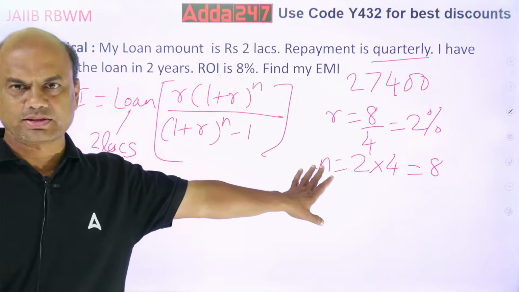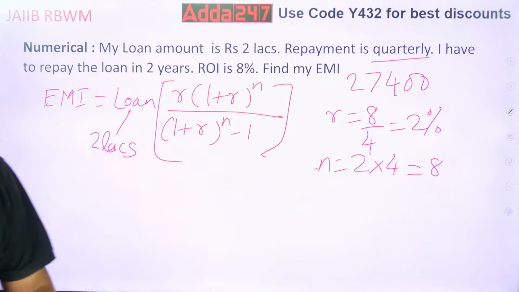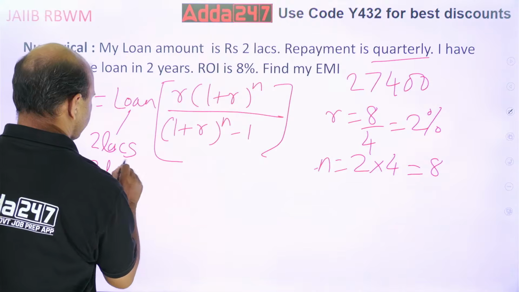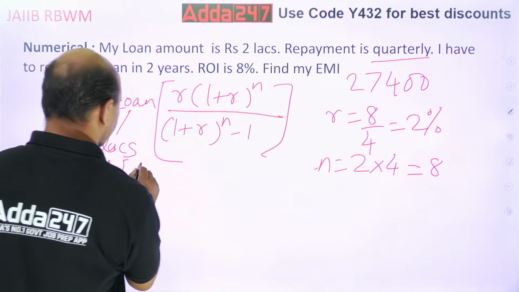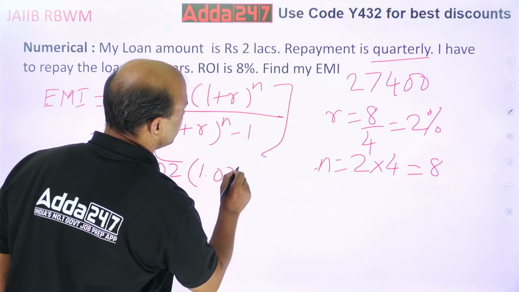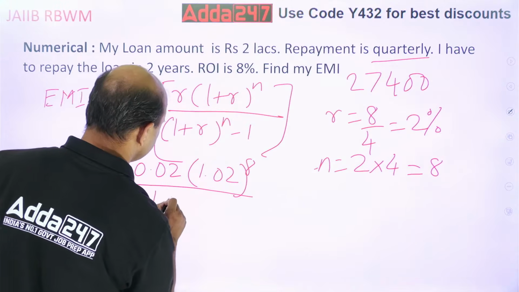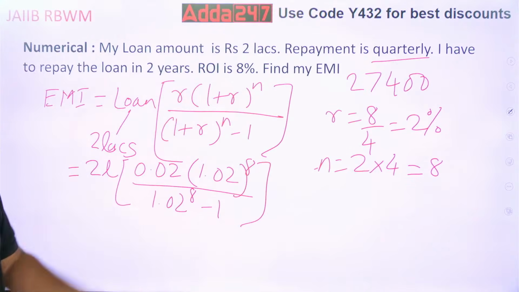Everyone clear in this? R is 2%, N is 8. Solve it. So EMI equals 2 lakhs into, now I'll directly write it, R is 0.02 into 1.02 raised to 8, the whole upon 1.02 raised to 8 minus 1. Everyone try this. Get the answer now.